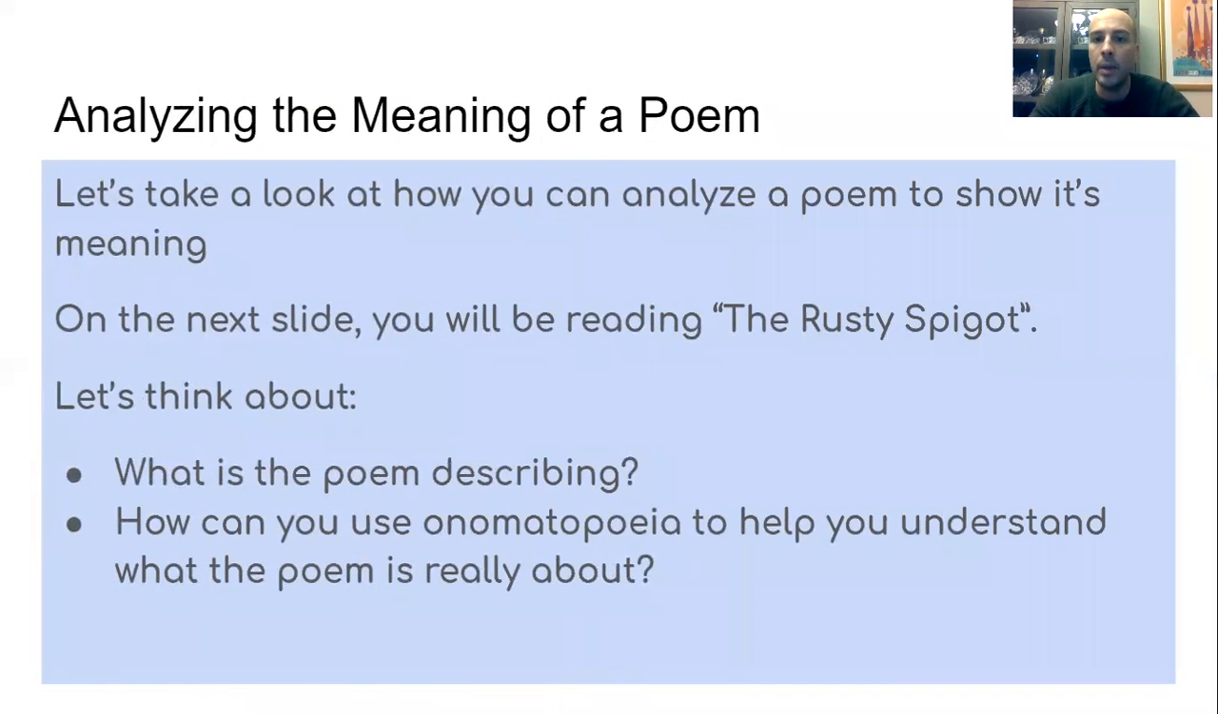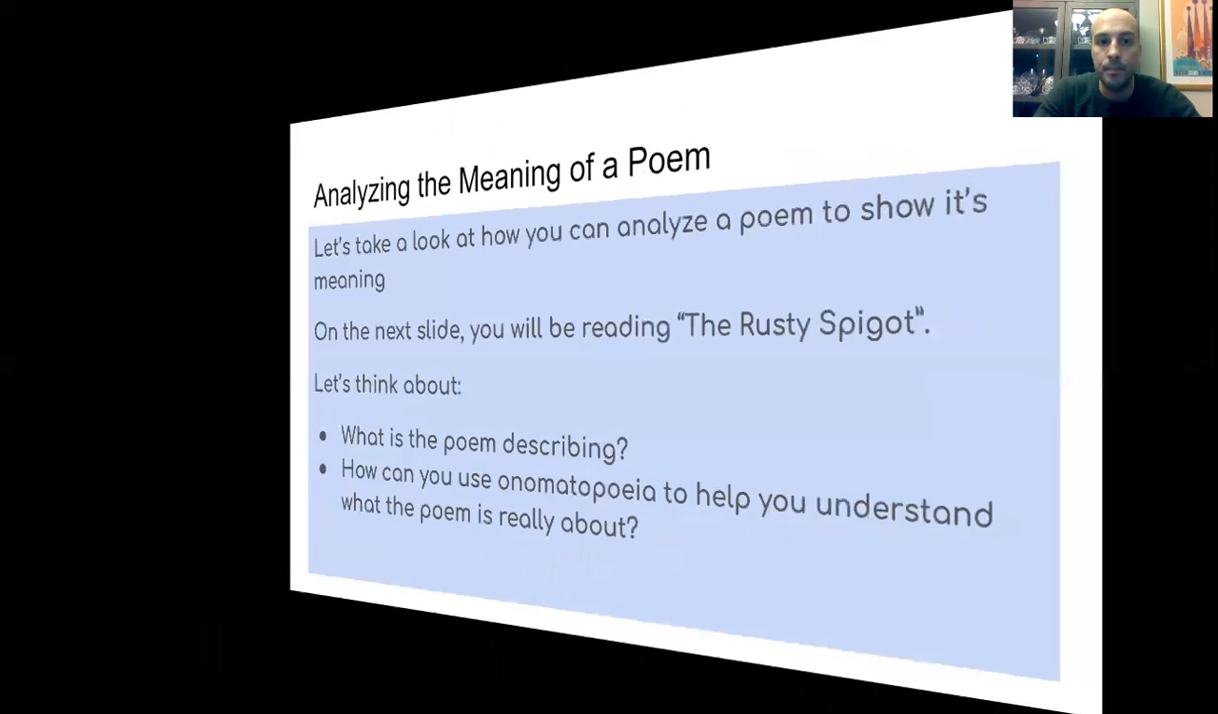So let's take a look at how we can analyze a poem to show its meaning. We're going to read a poem titled The Rusty Spigot. And the things I want you to think about as we're reading is, what is the poem describing? And how can you use onomatopoeia to help you understand what the poem is really about? Remember, poets always have a craft. There's always a deeper purpose to what they're writing about. And let's see if we can figure it out.